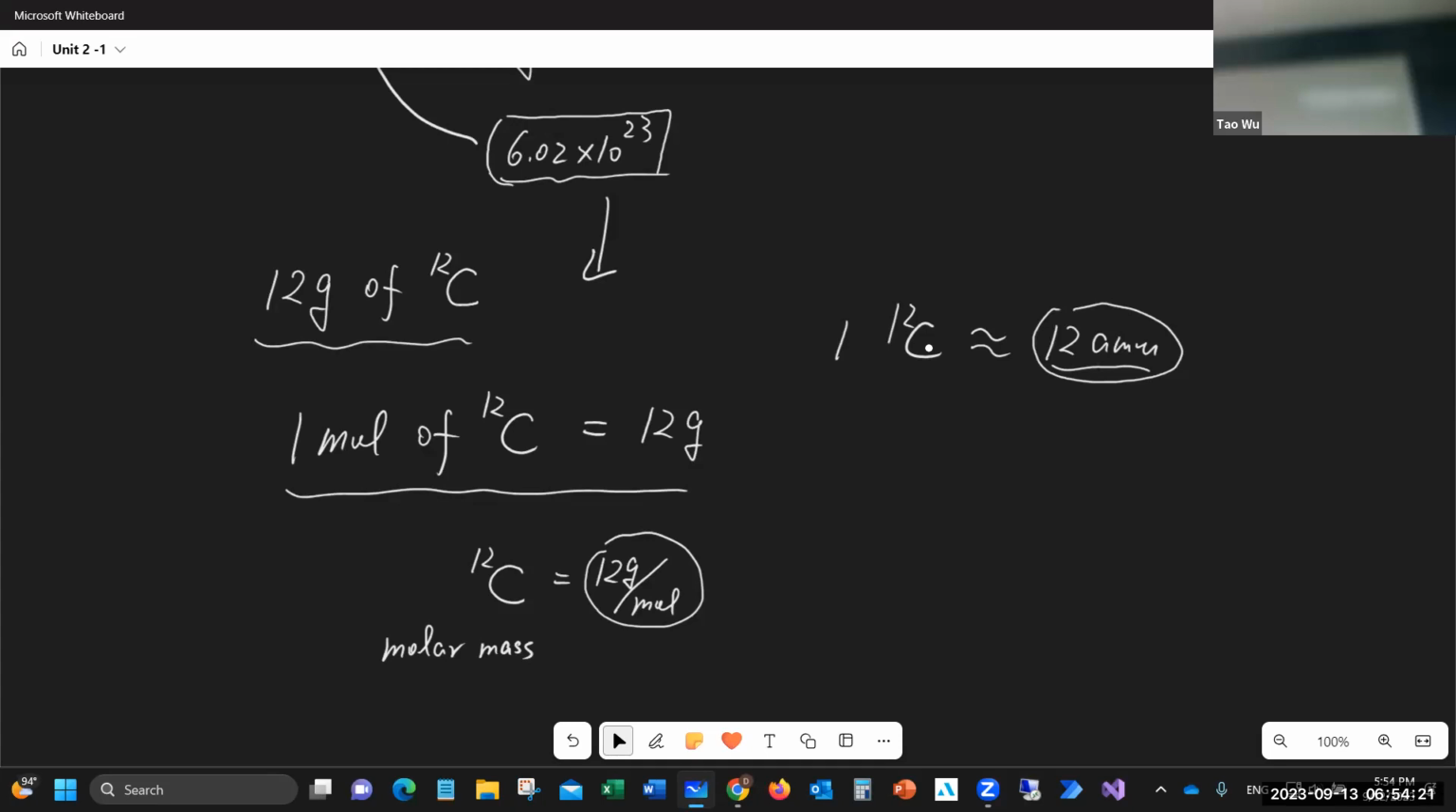Because we don't have to worry about how to convert the numbers. Based on this definition, we just use the mass of the atom and change the unit to grams per mole. That's it. That's why people defined the mole, this concept. So you can easily convert from average atomic mass in AMU to grams per mole, which is the molar mass. Any questions? Are you clear?